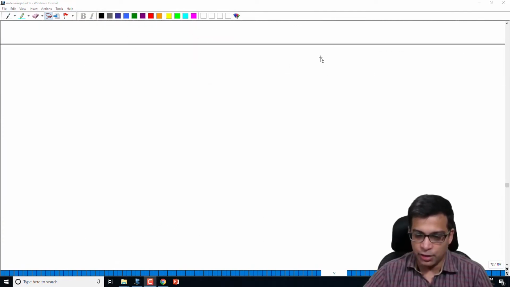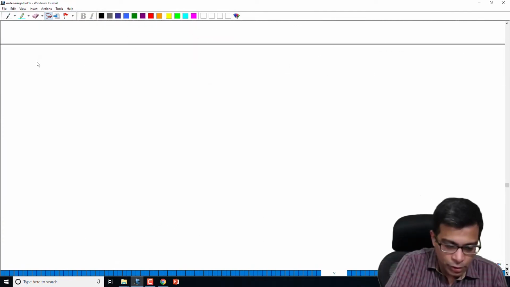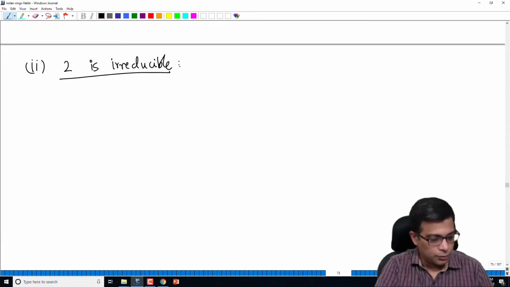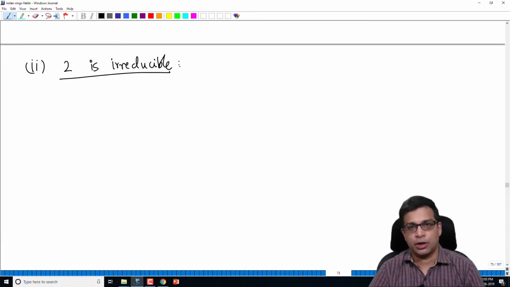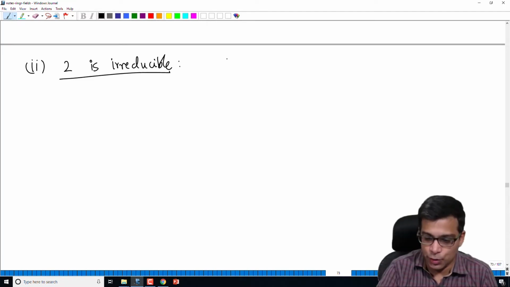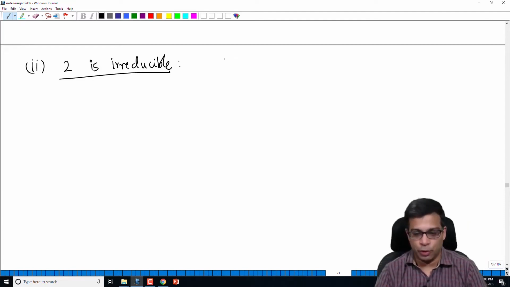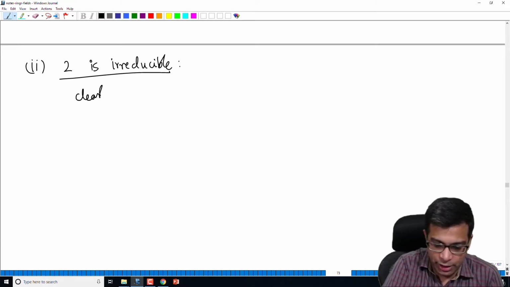So the second part that I will do now, let's continue, is that 2 is actually irreducible. Once I show this, it will follow that in this ring we have an element which is not prime but is irreducible. If you recall the definition of an irreducible element, it should not be a unit and it should not have proper divisors. So I'll simply write: clearly 2 is not a unit.